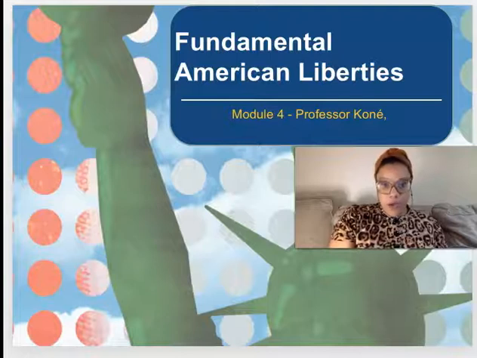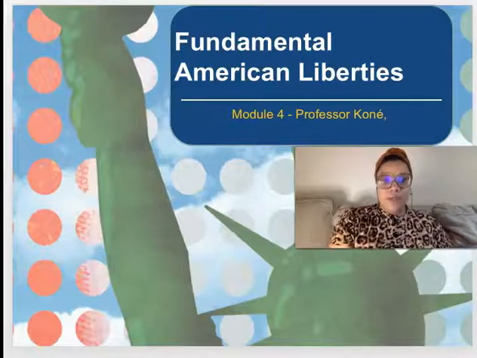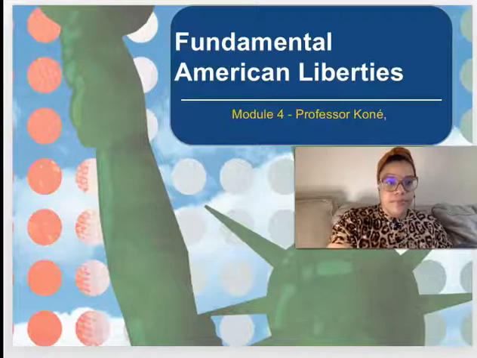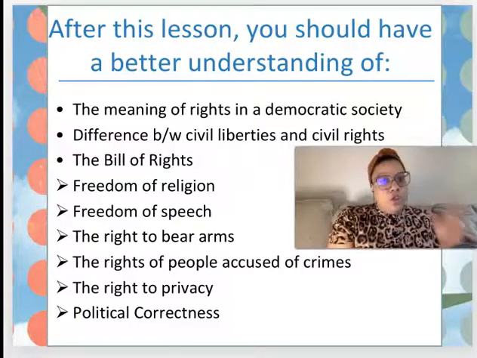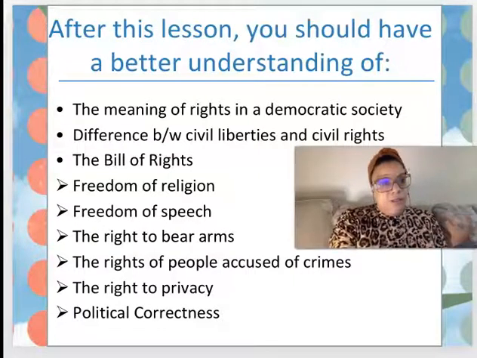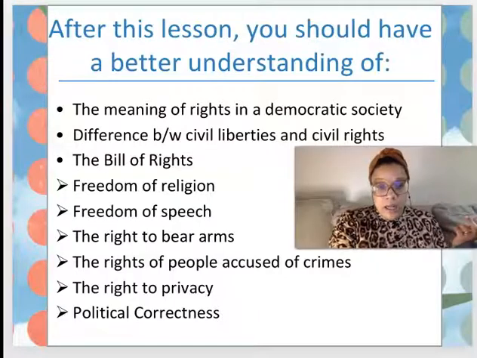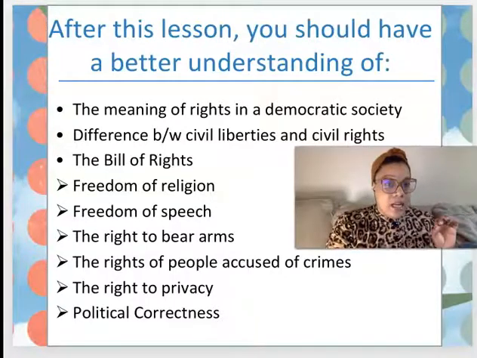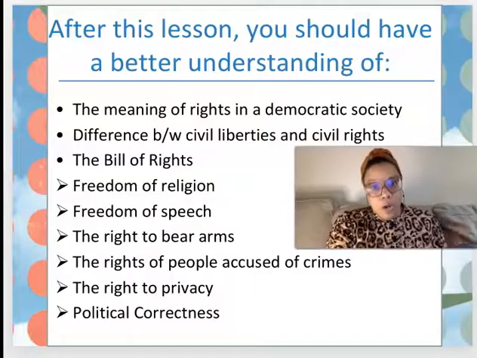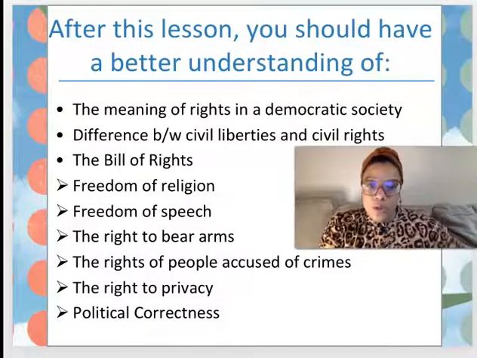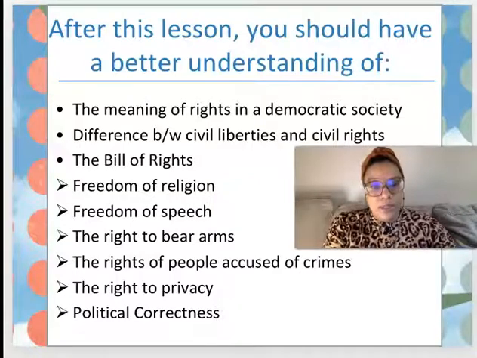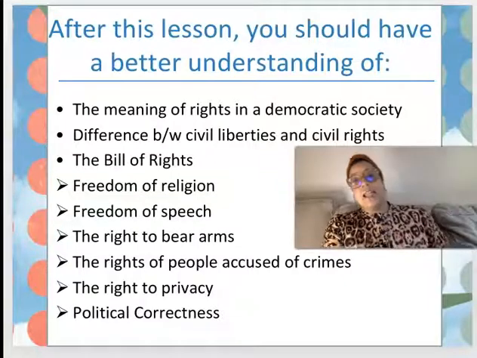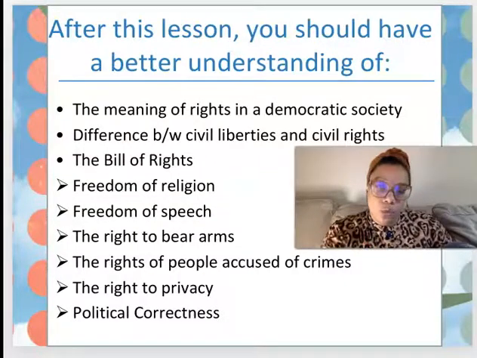This module, Module 4, is focusing on fundamental American liberties. After this lesson, you should have a better understanding of the meaning of rights in a democratic society, the difference between civil liberties and civil rights, and more about the Bill of Rights as we explore parts of it, like freedom of speech, freedom of religion, the right to bear arms, the rights of people accused of crimes, the right to privacy, and last but not least, explore political correctness.